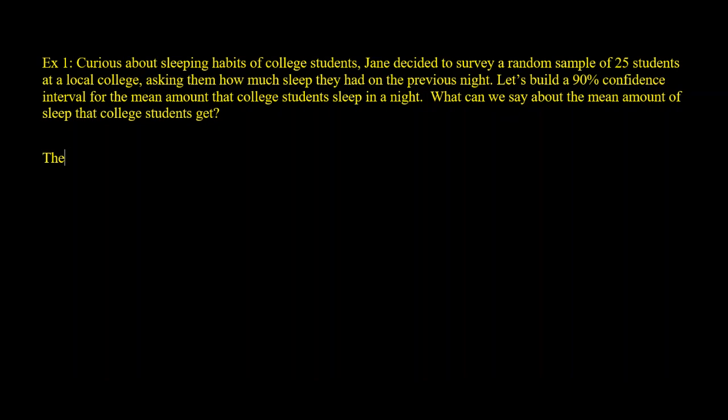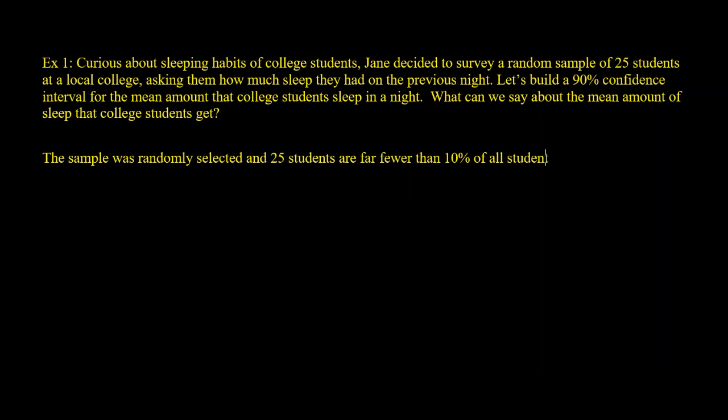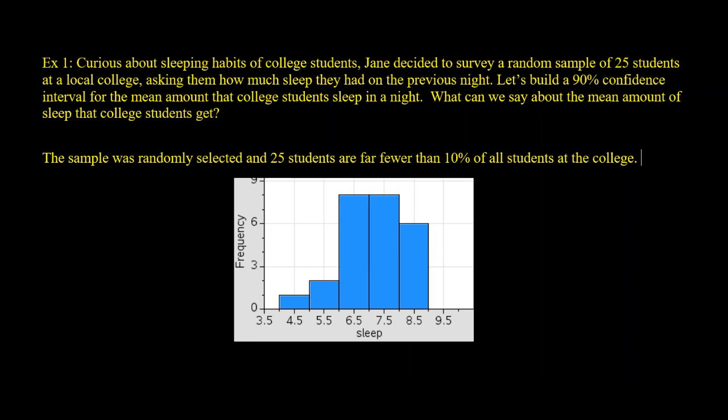So we're doing a confidence interval here. Check our conditions. The sample was randomly selected, and 25 students are fewer than 10% of all students at the college. Now the next thing we need to check is nearly normal, so let's look at that. I have the plot there, a histogram. It's unimodal, maybe skewed a little, but no outliers, so we're okay to go with this. It's not going to have to be perfect.